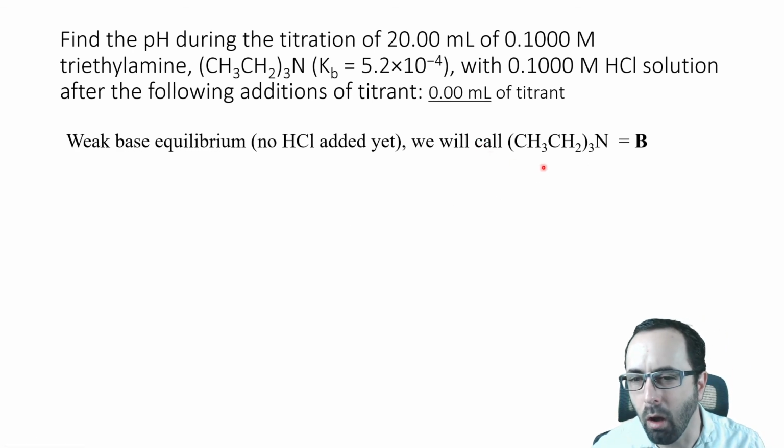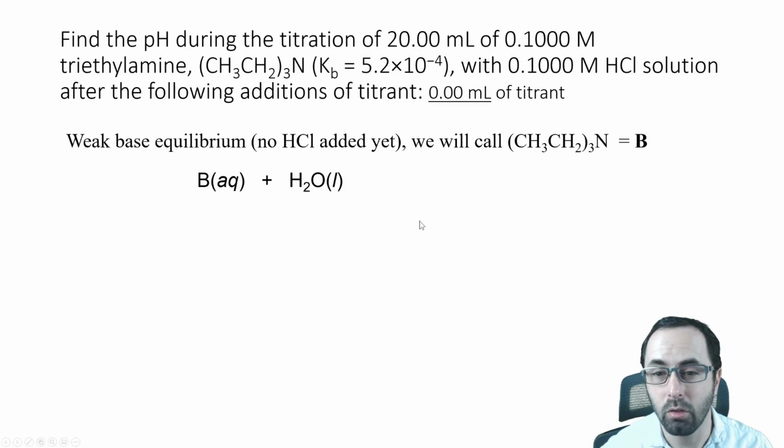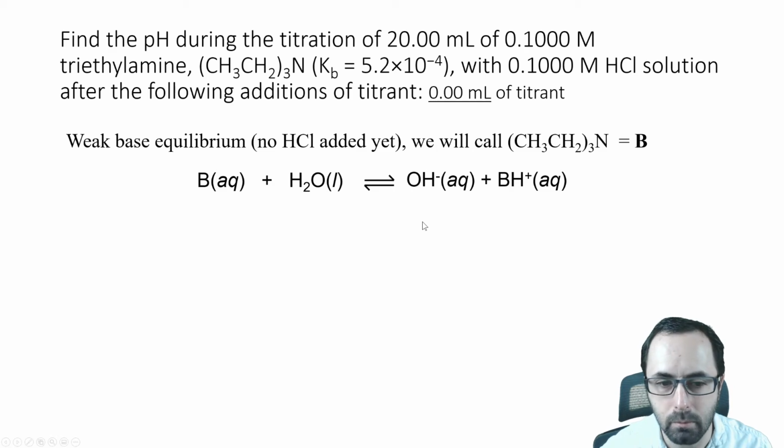Now this is a big long name for this weak base, so I'm just going to call the weak base B. Just like we did for the acid, we called the acid HA. For the base, we're just going to call it B, and that will make writing things down easier. So what we have right now is we have no HCl. All we have is the weak base B in water. So that's what we write as our reactants. The weak base is going to be accepting a proton from water, and so it will get the H+, and so it will be in equilibrium with BH+. And when the water loses the H+, it makes its conjugate base, which is the hydroxide ion.